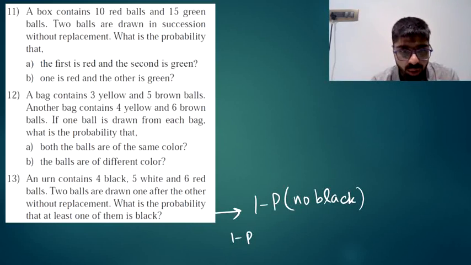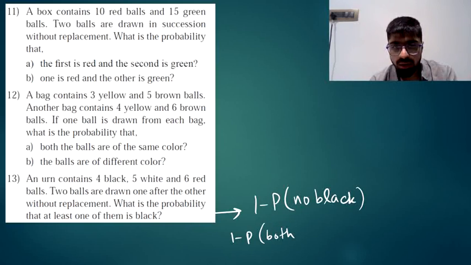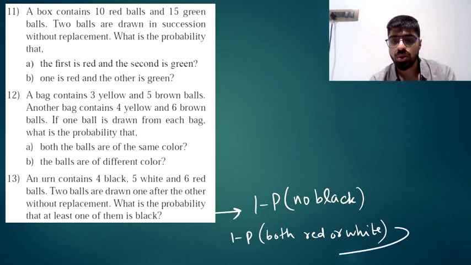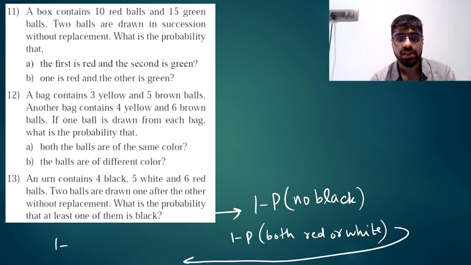How many balls are we drawing? We are drawing 2 balls. So no black means probability of both balls being either red or white. Okay, so this is going to be equal to 1 minus, in how many ways can you select a red ball or a white ball?